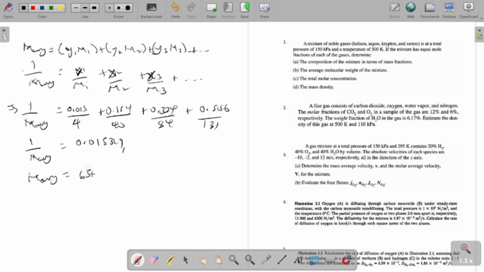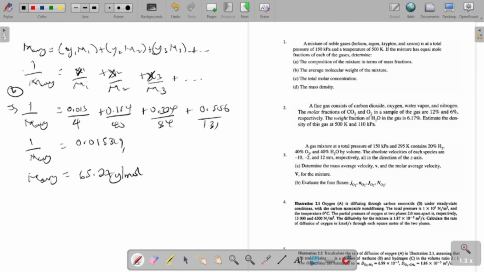If I want the average molecular weight, that's the inverse of that one over there. It gives me 65.27 gram per mole. So this is part B. I've calculated the average molecular weight, which is 65.27 gram per mole. So let's go to the C part.